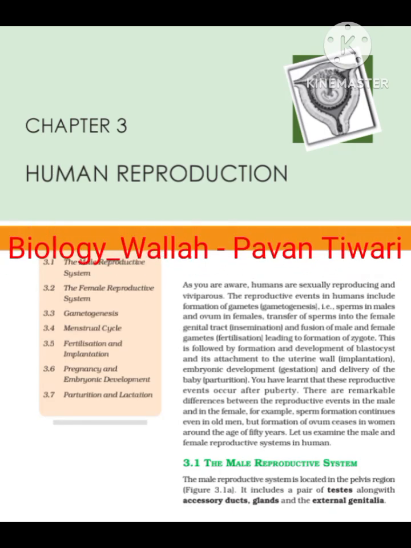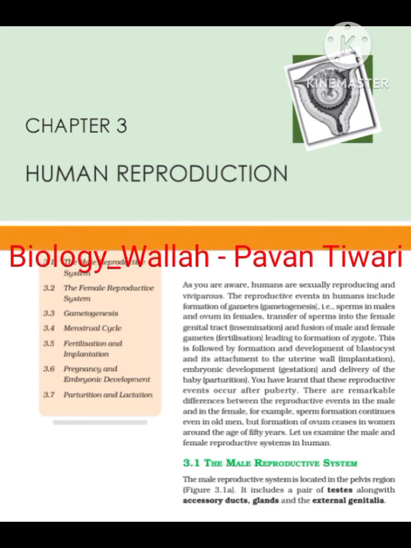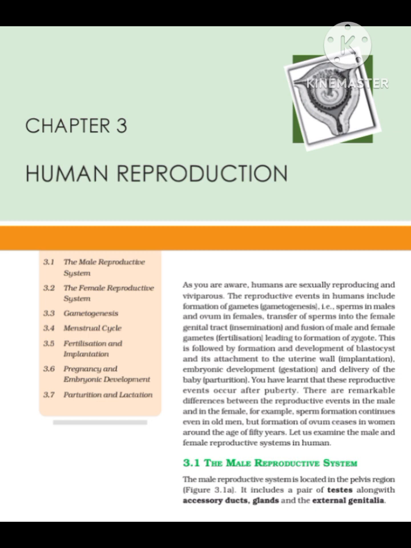Human Reproduction. 3.1 The Male Reproductive System. 3.2 The Female Reproductive System. 3.3 Gametogenesis. 3.4 Menstrual Cycle. 3.5 Fertilization and Implantation. 3.6 Pregnancy and Embryonic Development. 3.7 Parturition and Lactation.